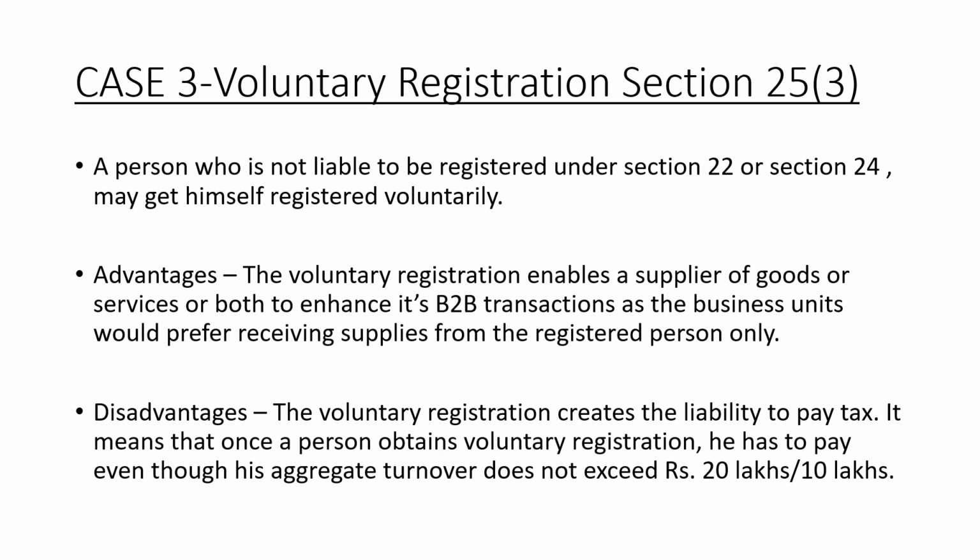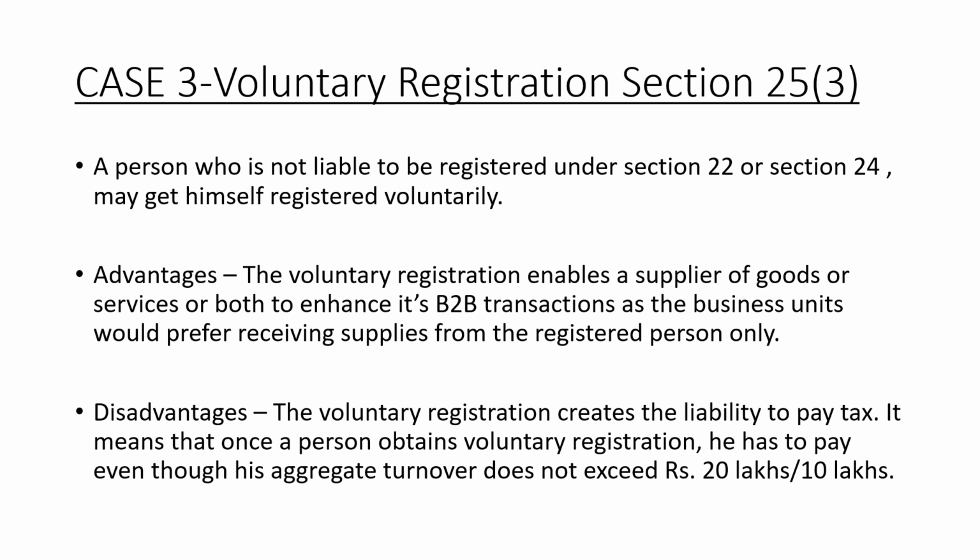The third type of registration under the CGST Act is voluntary registration. A person who is not liable to be registered under Section 22 or Section 27 of the CGST Act may get himself registered voluntarily. There are a few advantages of voluntary registration. It enables the supplier of goods or services or both to enhance its B2B transactions, as business units would prefer receiving supplies from a registered person only. This is because if an unregistered supplier makes a supply to a registered person, then the registered person will be liable to pay the tax.